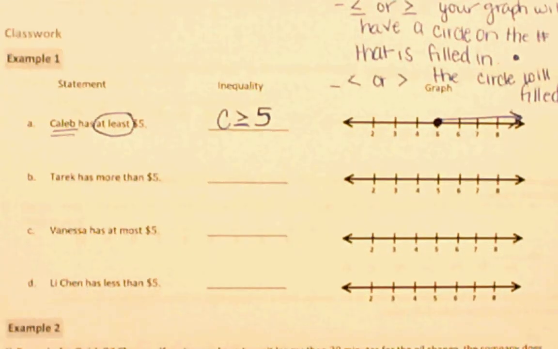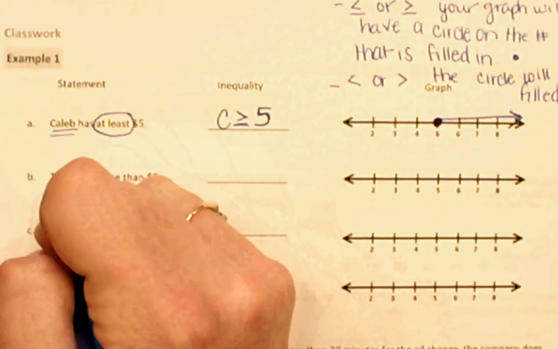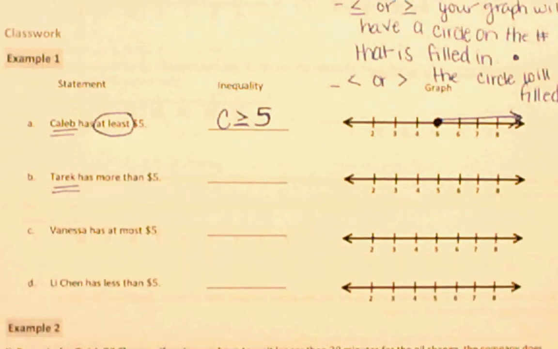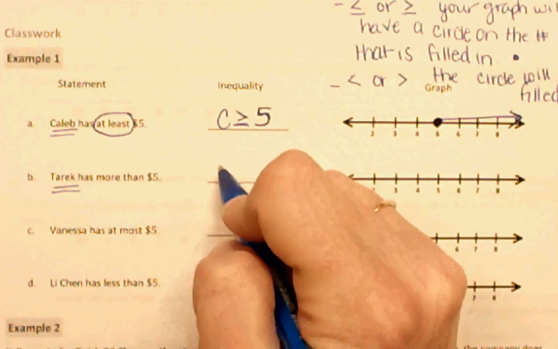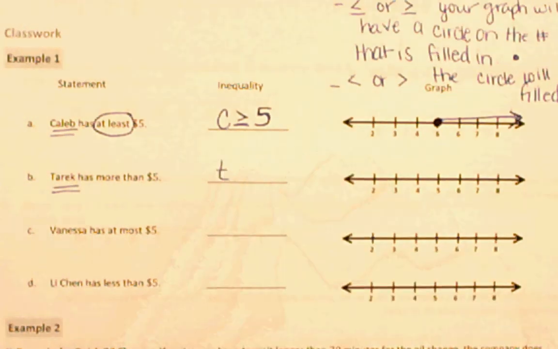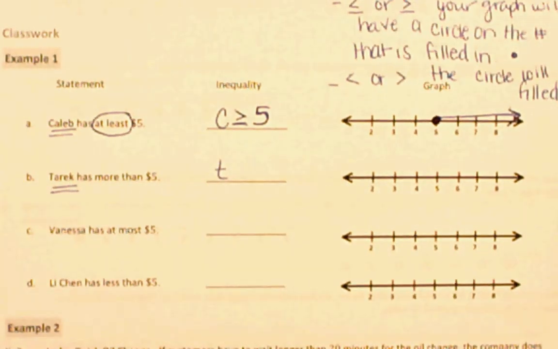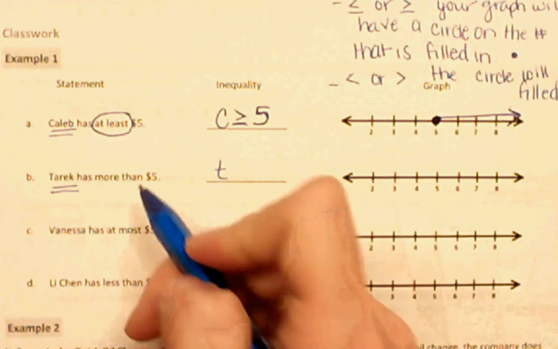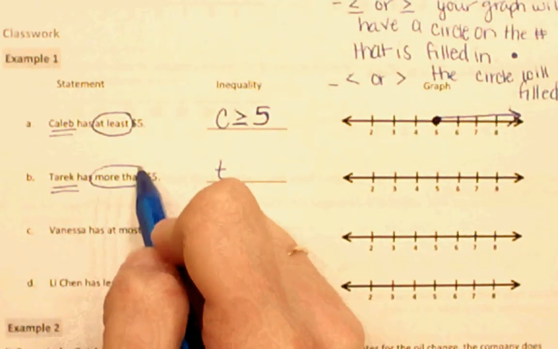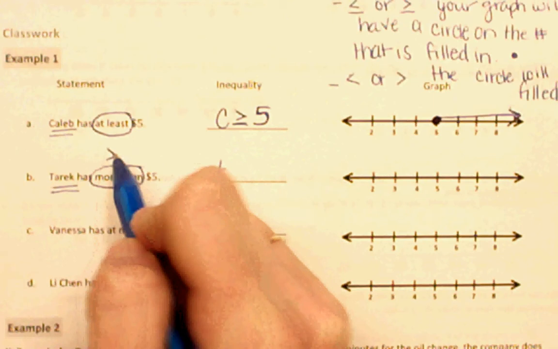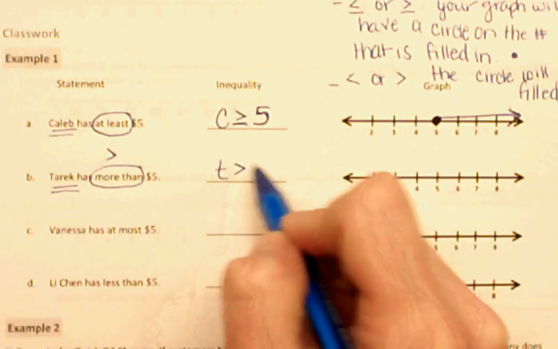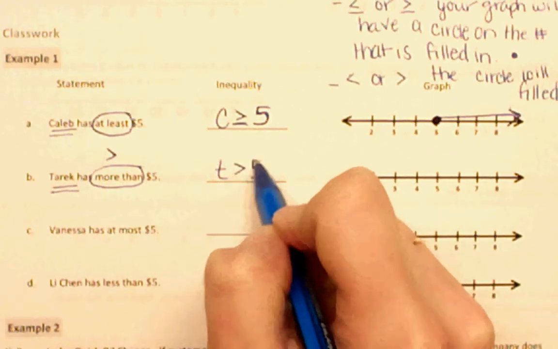Looking at the next one, Tarek has more than $5. Tarek is underlined, I underlined it. That tells me my variable, so I'm going to let Tarek equal T, very simple. And the keywords here is, I'm sure you found it, more than. Okay, so Tarek has greater than $5. So you're going to do the greater than sign and the 5.